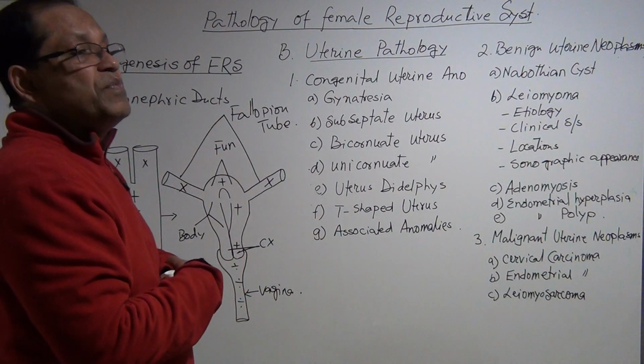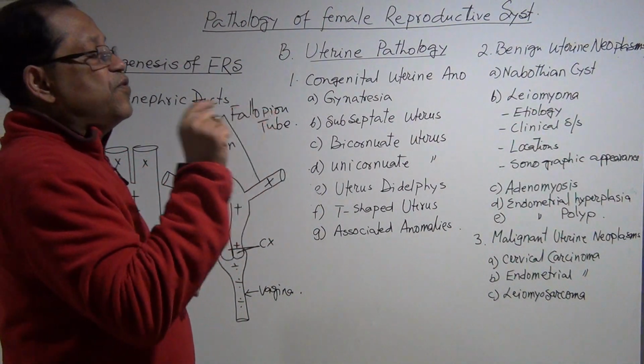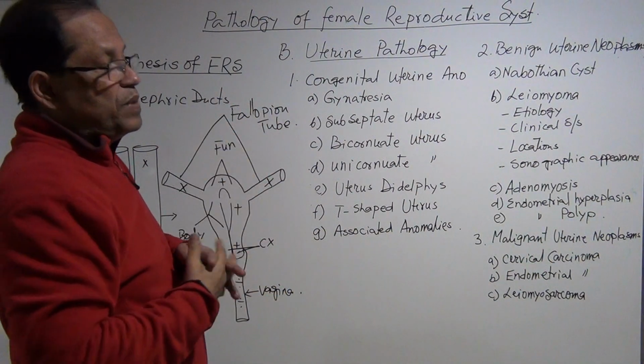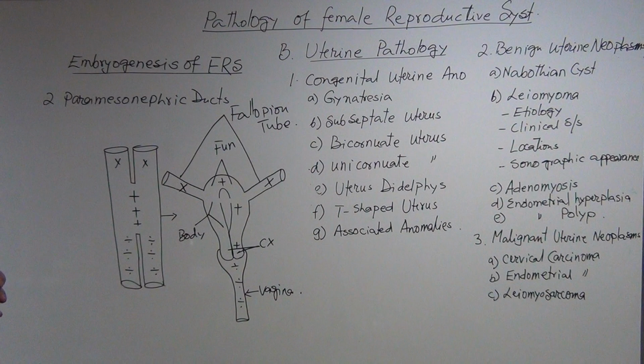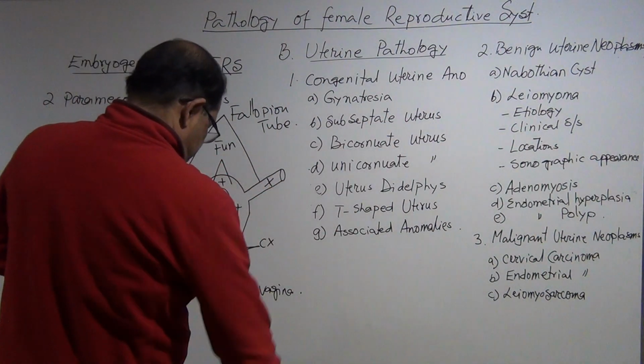And uterus may be formed the full length or may not be formed in full length in the upper part, middle, or the lower part. Then what is the problem? I will discuss over there. Okay, so now let's go with the gynatresia first.